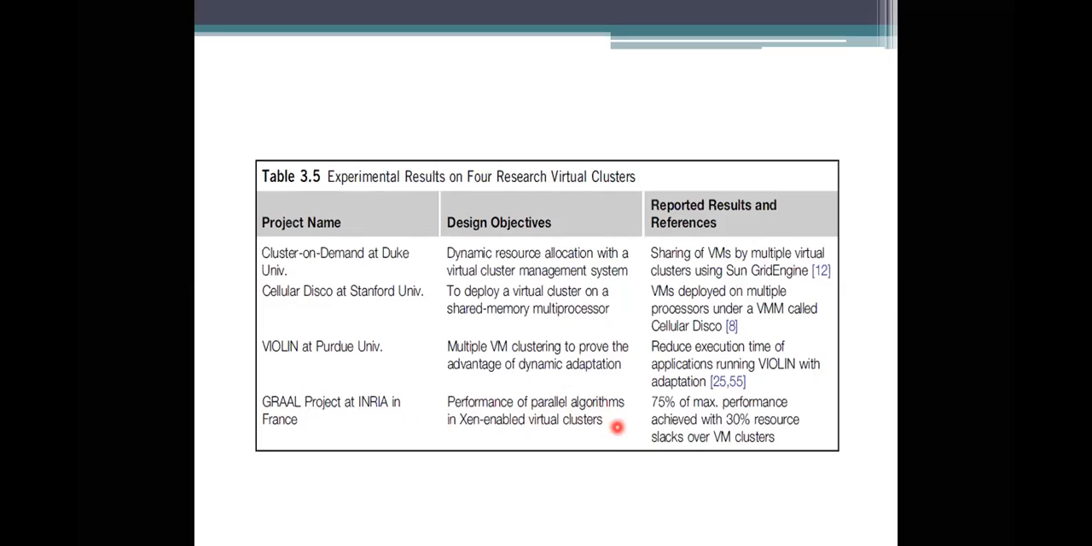So when you are using this type of system, 75% of the maximum process is achieved, and the resource you are using has been stacked to 30% over the virtual clusters. So that's about your virtual clusters. And it is also providing an environment where we need the virtual clusters, or we need to process the things you are having in this environment.